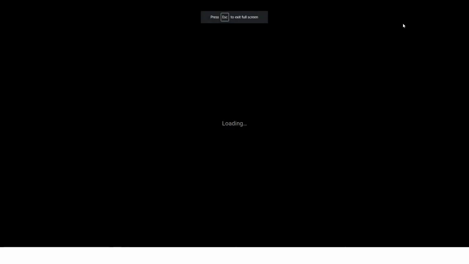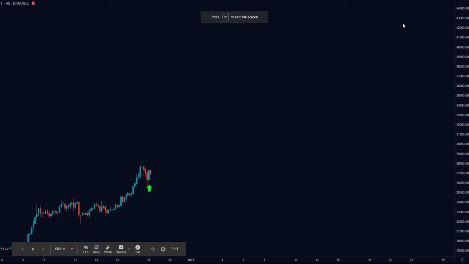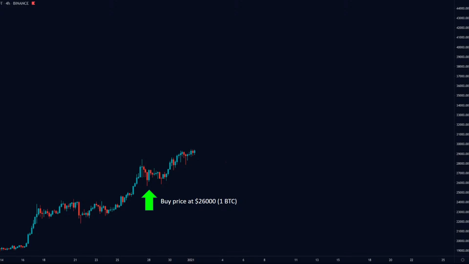So once again, in manual trading, basically what you do is you look at the chart, you conduct the technical and fundamental analysis to figure out when is the best time to buy or sell and what is the best price to buy and sell. So for example, on this chart you have Bitcoin trading to USDT. Imagine that you buy at the price of 26,000, one Bitcoin, all right?